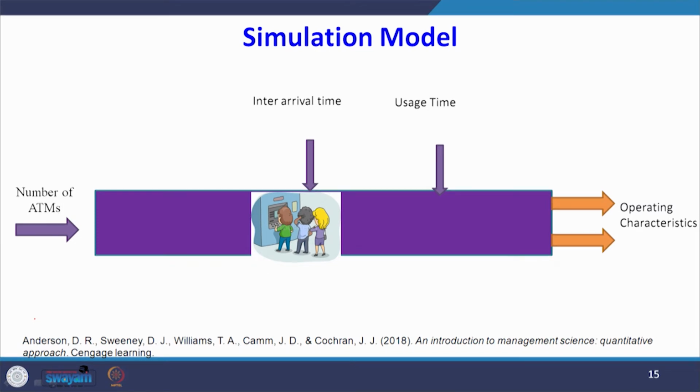Now, the simulation model. What is the simulation? There is a number of ATMs. At present we are having only one ATM. What are the other inputs? Inter arrival time is one input and the usage time is another input. What is the operating characteristic? The average waiting time should be less than 1 minute. That is one of the operating characteristics. We are going to test, by having one ATM, whether this operating characteristic, that is average waiting time less than 1 minute, can be achieved or not.